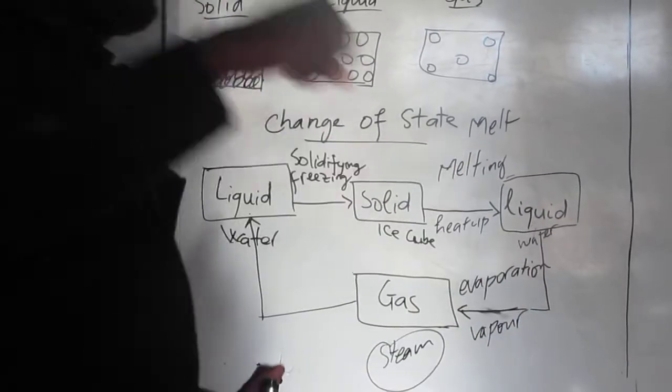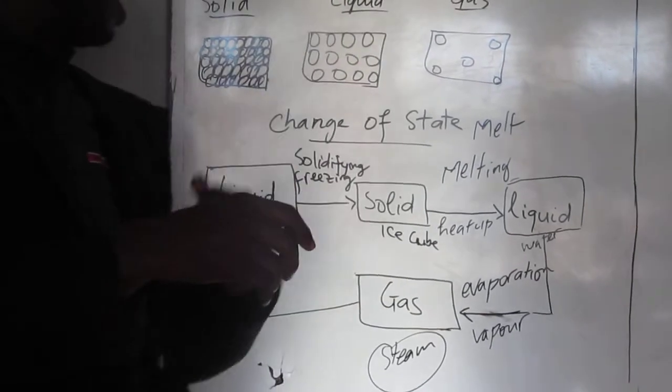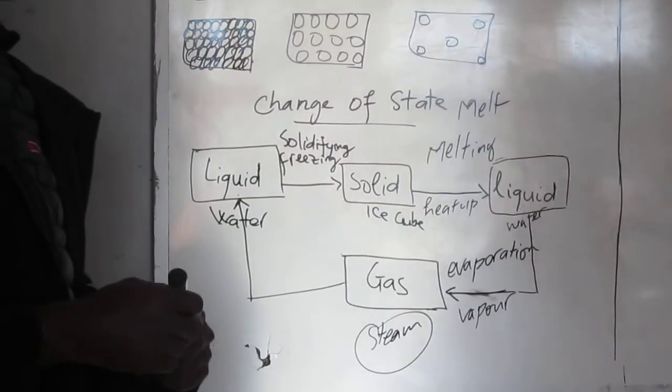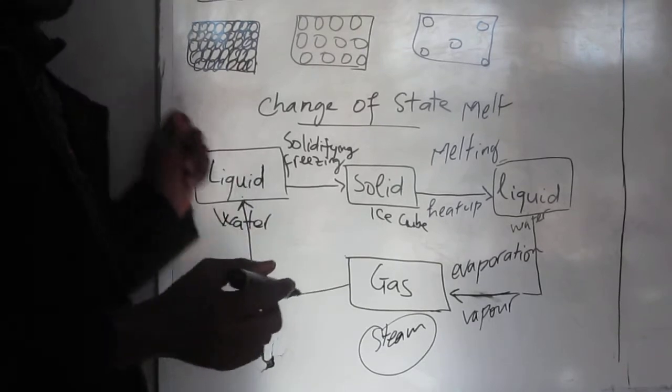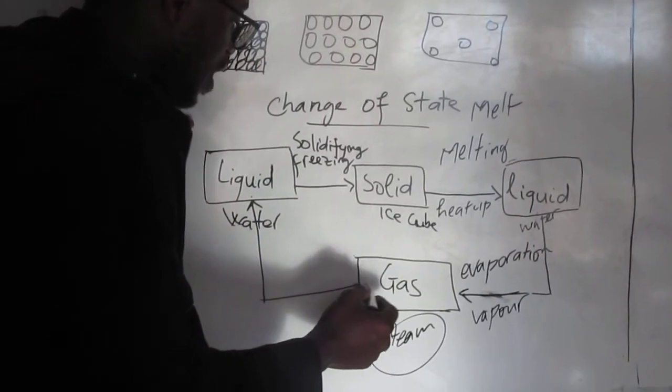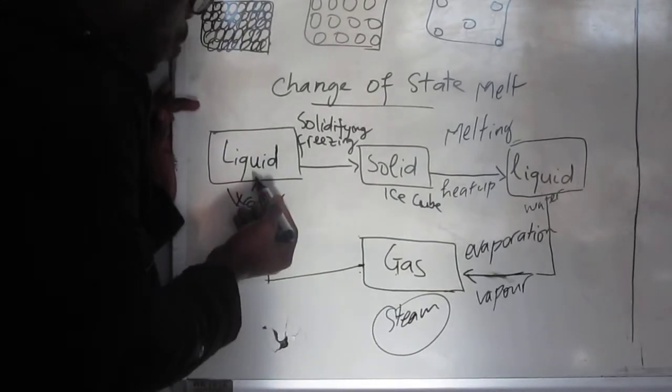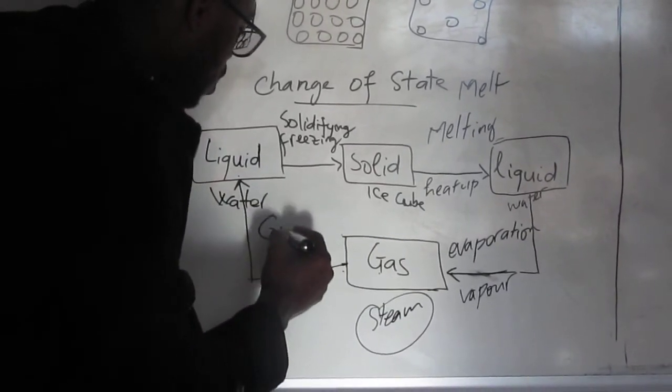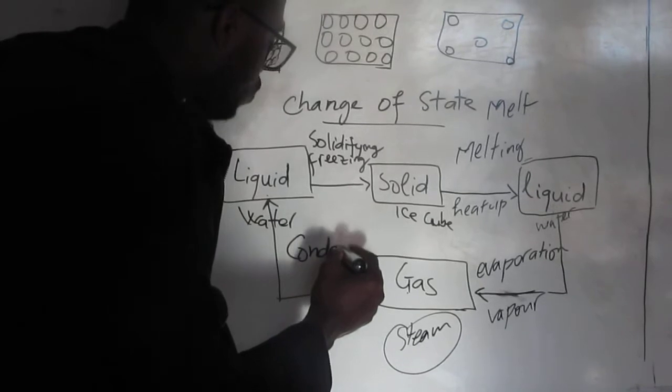And now from that vapor, when we open our pot, we can see on the lid all the droplets of water. The droplets of water on the lid is how the gas goes back to water. The process here is what?